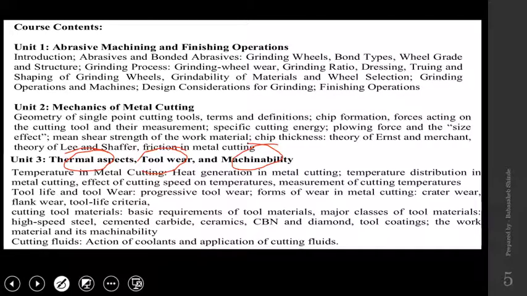What are the reasons for temperature generation? What are the sources of temperature generation? How would that temperature be distributed, like what amount of heat will be carried away by the chip, what would be dissipated into the cutting tool, and what amount would be dissipated into the workpiece. All those things will be discussed in these thermal aspects. Then the second one is tool wear.